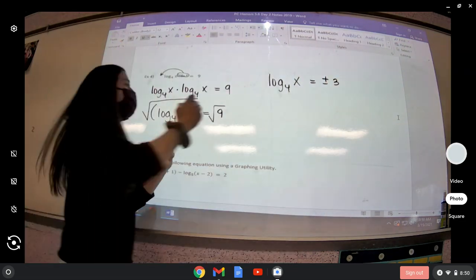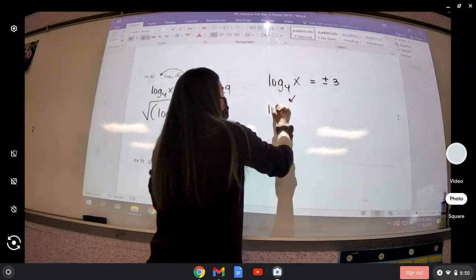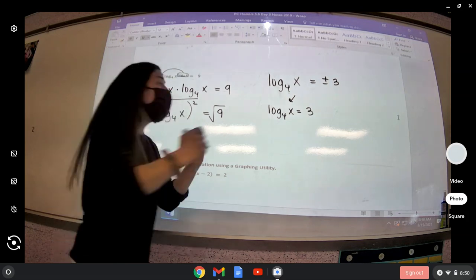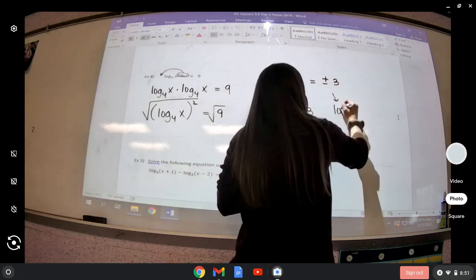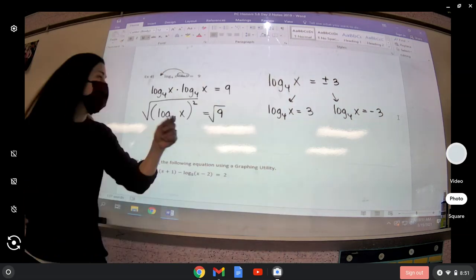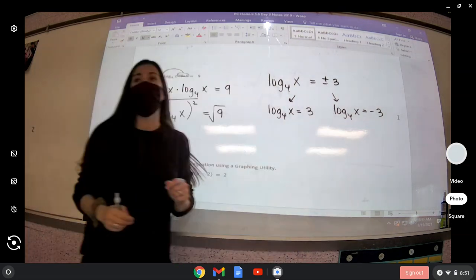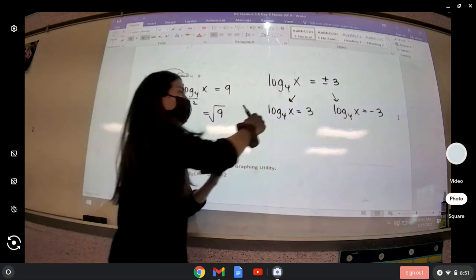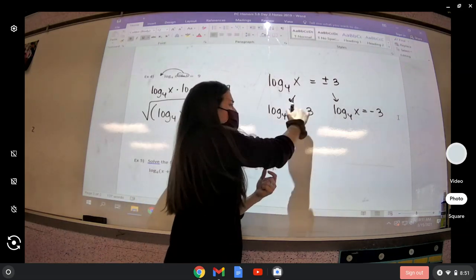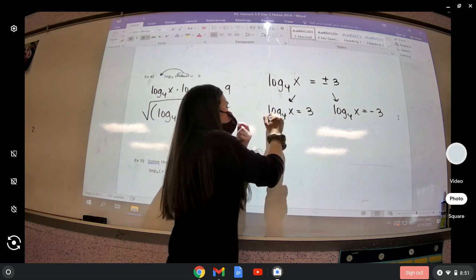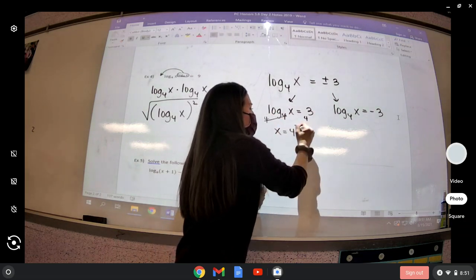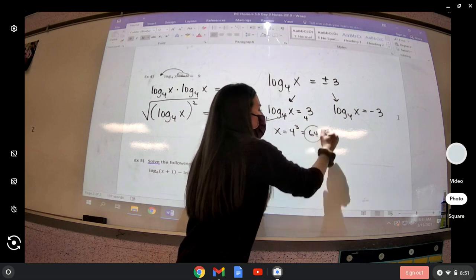So guys, we end up with two scenarios. Log base 4 of x could equal positive 3, or log base 4 of x could equal negative 3. And now you have two teeny tiny log equations to solve. Either rewrite it in its exponential form using your log loop, 4 to that power equals that answer, or base both sides to a base of 4. And x will equal 4 to the third, which is 64.